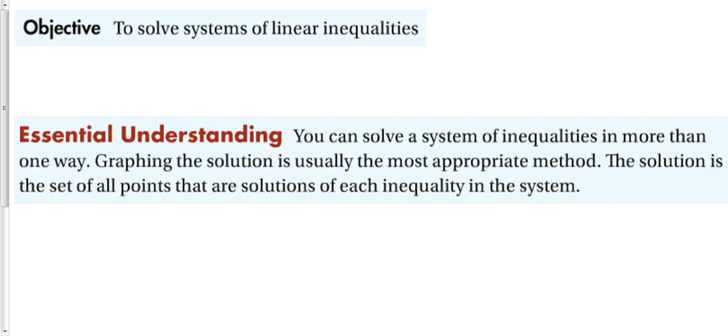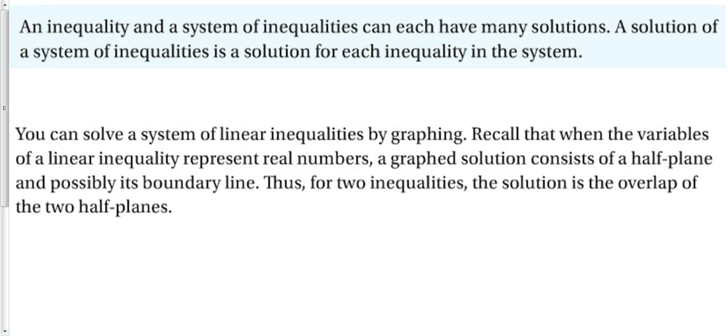The solution is the set of all points that are solutions to each inequality of the system, meaning we are going to have more than one answer. The answer is going to be every point in a particular region. An inequality and a system of inequalities can have many solutions. A solution of a system of inequalities is also a solution for each inequality of the system, which should make sense. Just like a system of equations, the point you found works for both equations. Our solution is going to work for each inequality of the system.